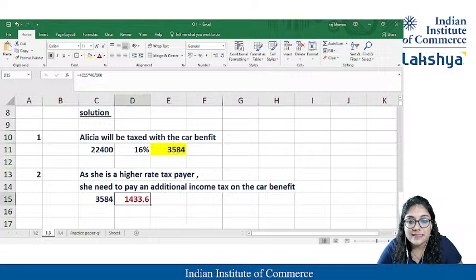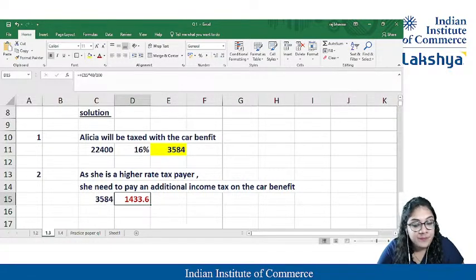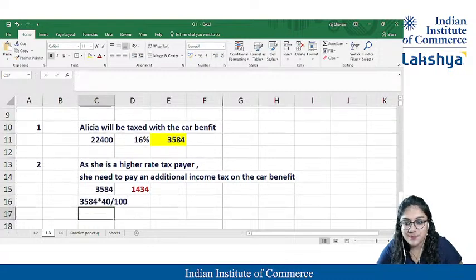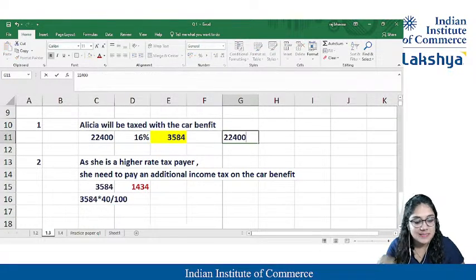This will be my income tax, and we know one thing very well, always round off to the nearest. It is 3,584, guys, so my nearest will be 3,584. I hope you guys understood it also. So what I can write is 3,584, which is 22,400 into 16% into 40% over here. I hope you guys have cleared this.